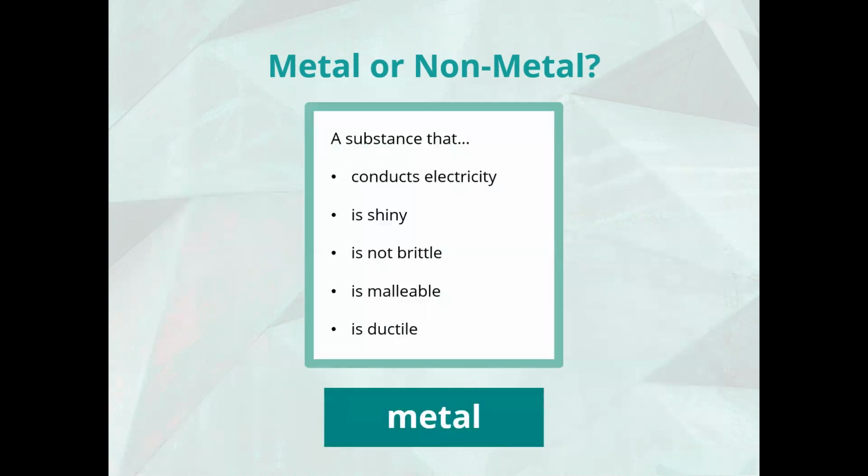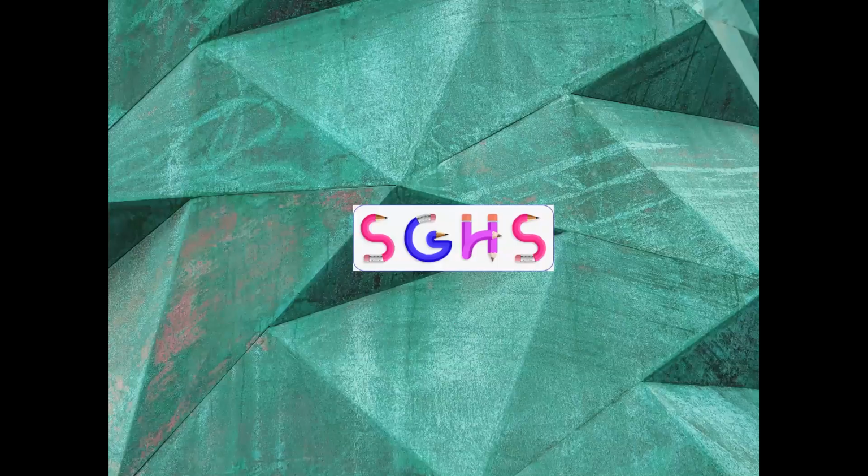So a metal is a substance that conducts electricity, is shiny, is not brittle, is malleable, and is ductile. And that is all for this lesson about the different properties of metals and non-metals. I hope you have a clearer understanding.